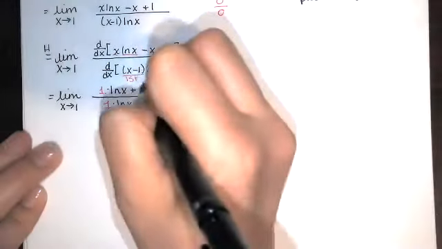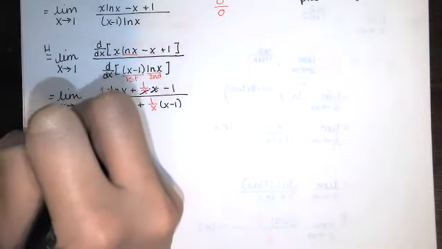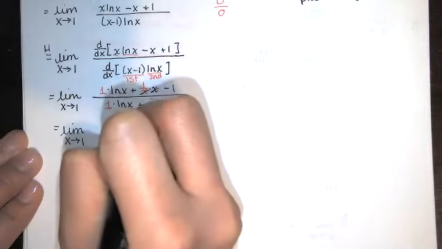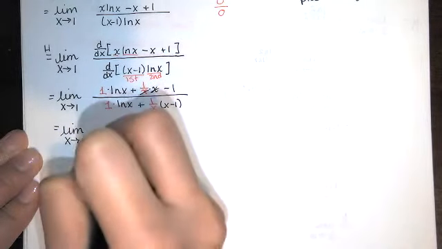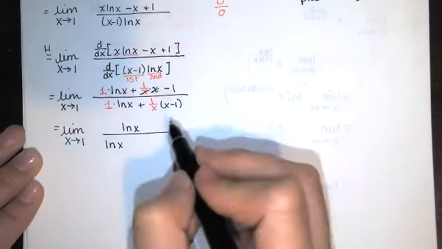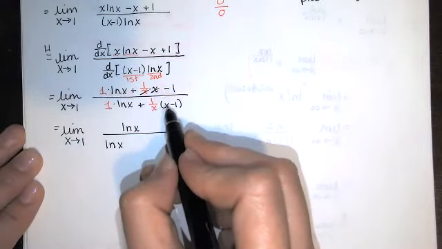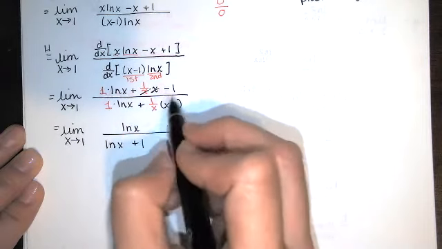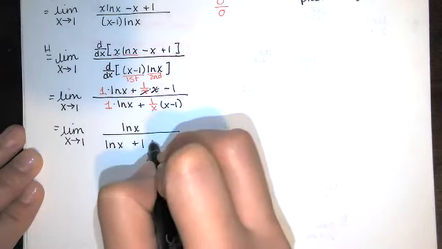Okay. Those x's reduce. The 1 minus 1 is 0. And we just end up with a natural log of x in the numerator. And down here we've got a natural log of x. 1 over x times x is just going to give me a 1. And then I have a 1 over x minus 1 over there.